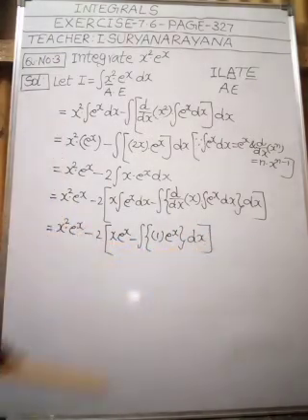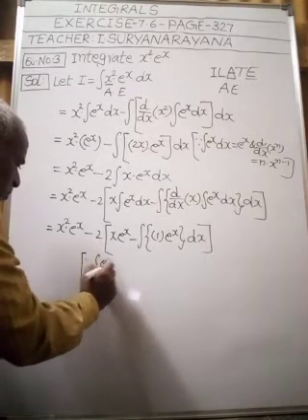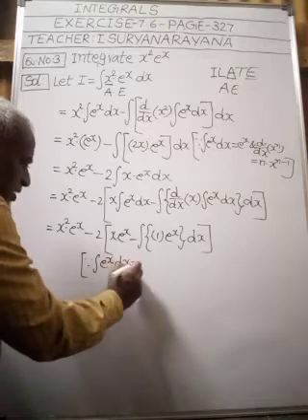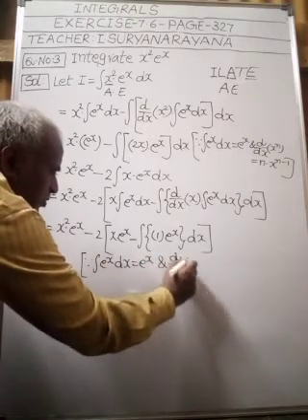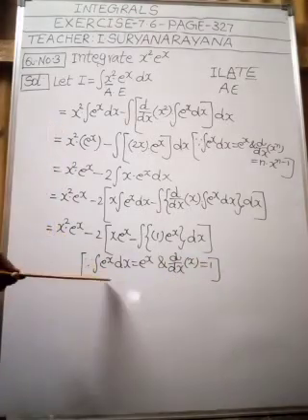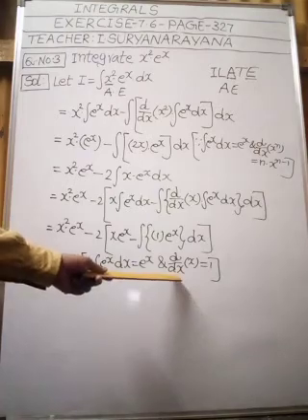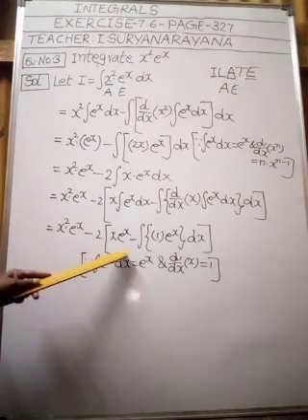Understood this step, my children? Because integral e power x dx is equal to e power x, and d by dx of x is equal to 1. We used this integral formula and this derivative formula to write this step, to write this part. Okay, my children, understood? Right.